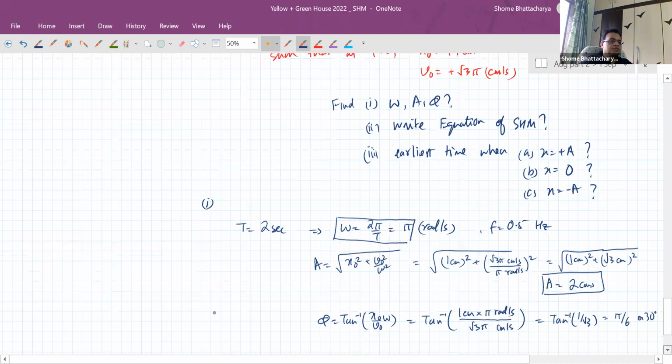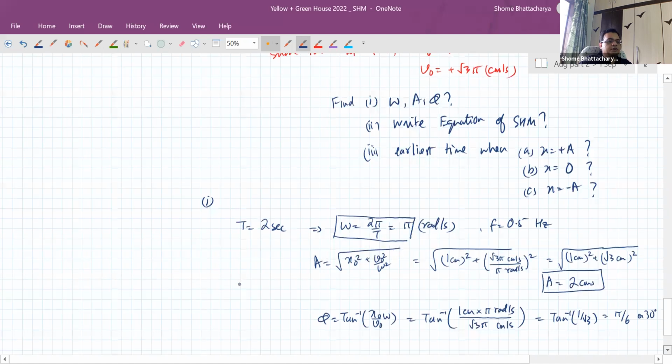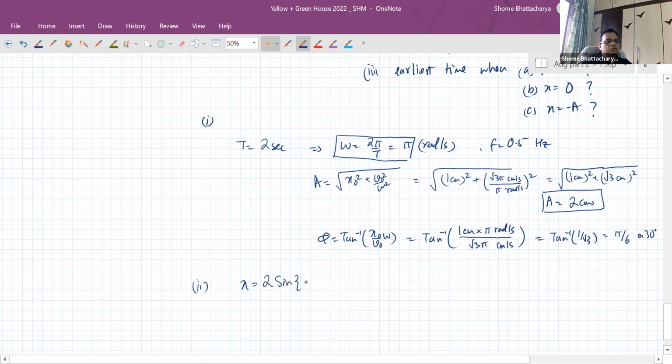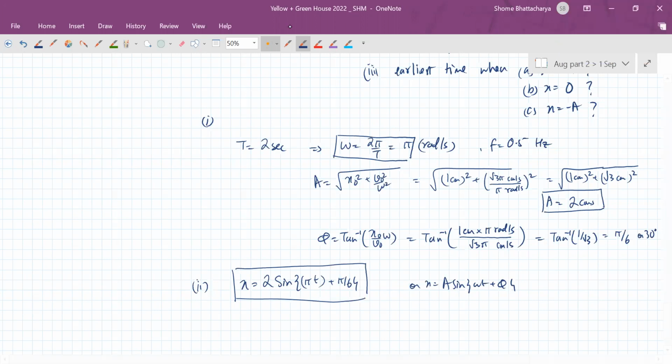Okay. And now based on these values, all you have to do is set up the equation for the second part. So x is equal to 2 sine (pi t plus pi by 6), or a sine (omega t plus phi). This is the equation of SHM. Now from this, try to figure out the third part. The earliest time when x is equal to plus a, that means plus 2 centimeters, or when x is equal to 0, that is at the mean position, or at minus a, or at the negative extreme.